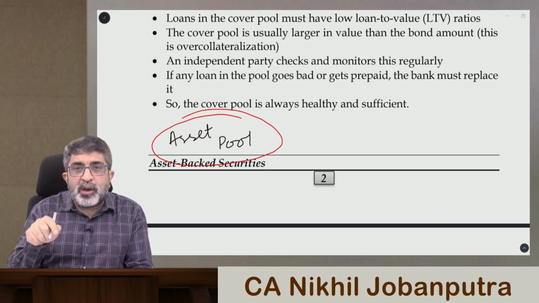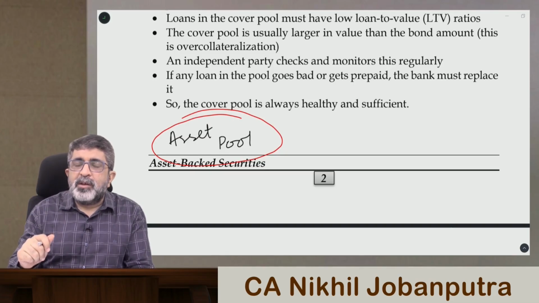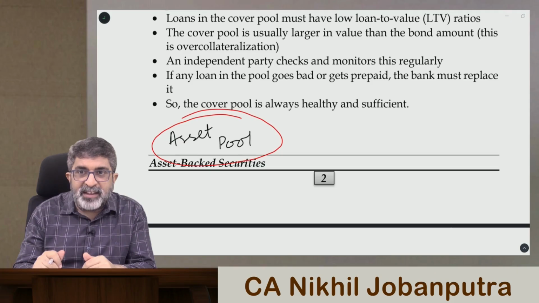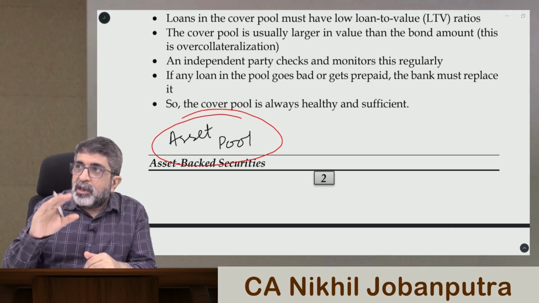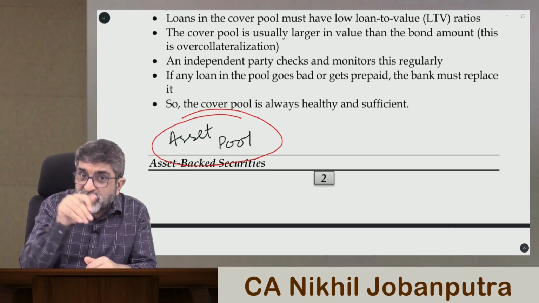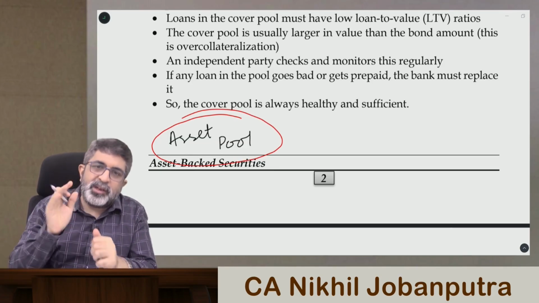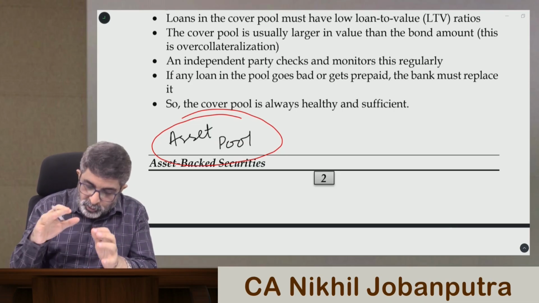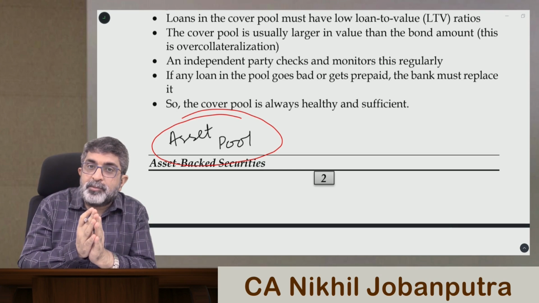One of the borrowers in this asset pool made a default. That means there is something wrong with the asset pool. What will the bank do? It will remove this borrower from this asset pool and bring a new borrower over here. And it will deal with that defaulting borrower separately. So the asset pool doesn't get disturbed.